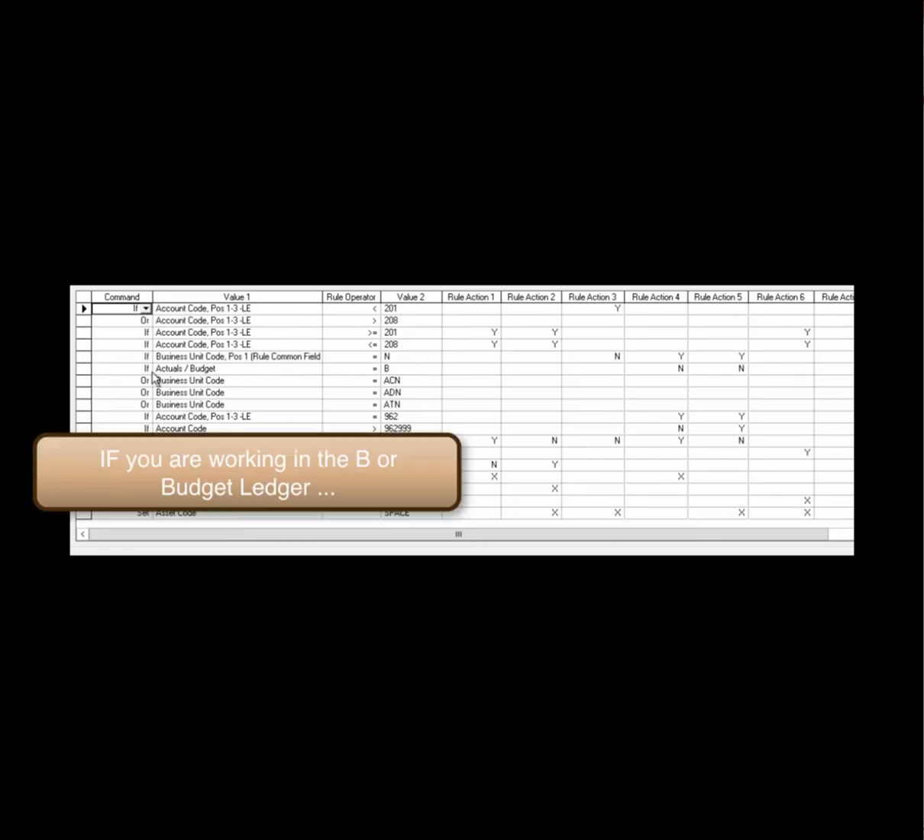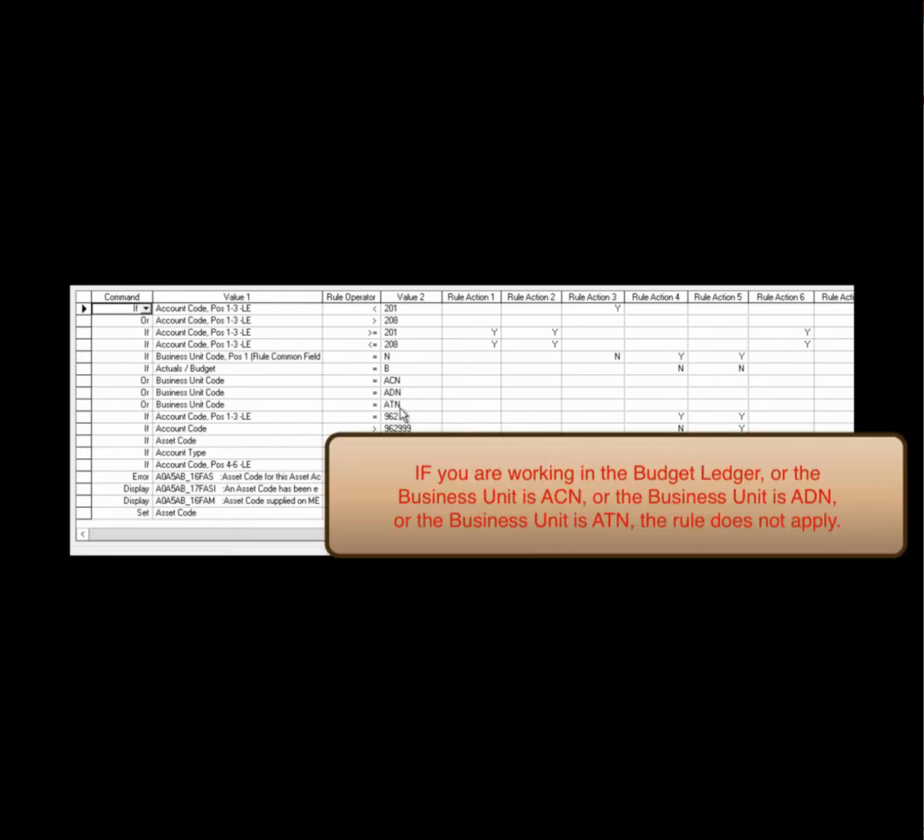So let's look at this one. If the ledger is equal to B, no, or if the business unit is ACN or ADN or ATN, we don't need to understand this component completely, but we need to know that that N applies to the if row and all of its following or rows. So if any of these things are true, the budget ledger is B, or the business unit is ACN, or the business unit is ADN, or the business unit is ATN. No, got to keep your wits about you. This is basically saying if it is A or something other than these, go down this row here.